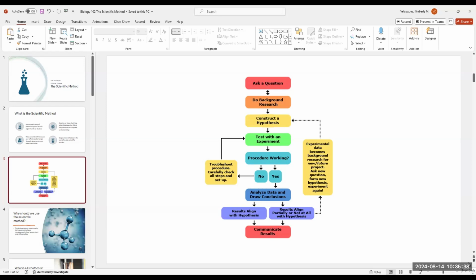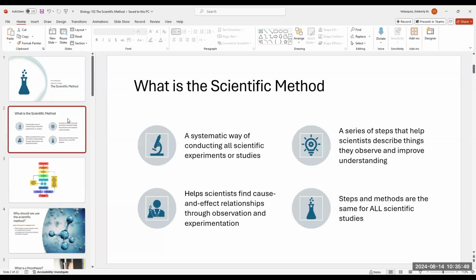And we're going to go through these different steps today and talk a little bit about what they mean and how we're going to use these steps to carry out experiments this semester in this course. So just real quickly, the basics of what the scientific method is. It's a systematic way of conducting scientific experiments.